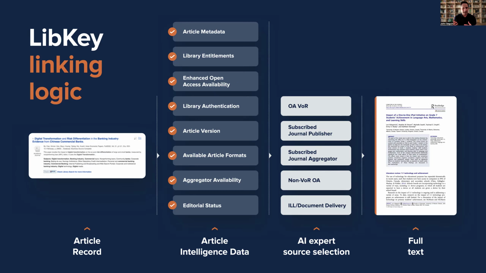We then feed that through our AI expert source selection. So we put it in this relative order, looking at the open access version of record, subscribed journals from publishers, aggregators, non-version of record open access, and then finally ILL or document delivery to get the user to the full text. This whole process takes literally a tenth of a second, so everything is near instant for the user, being able to get this sort of linking technology right inside their various systems.